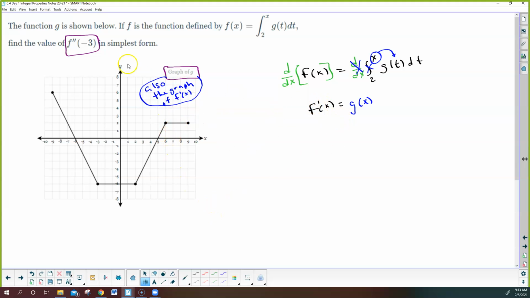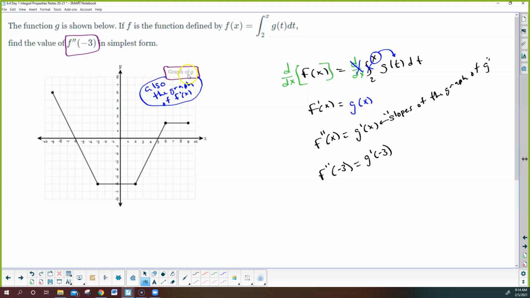But I don't want f prime, right? I want f double prime. So I have to take the derivative of this again, which means if I take the derivative of this, f double prime is equal to g prime, which, what is g prime? If this is the graph of g, then g prime is the slopes of the graph of g. That's what that means. So if I want to evaluate f double prime at -3, that means I need to find the slope of g at -3.